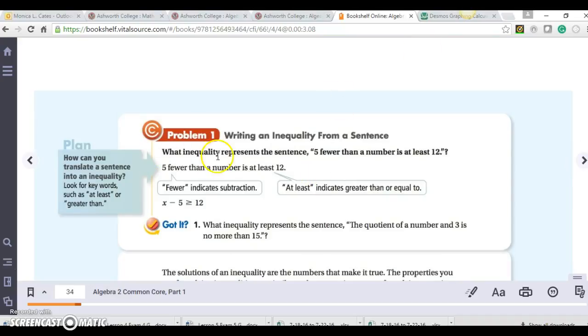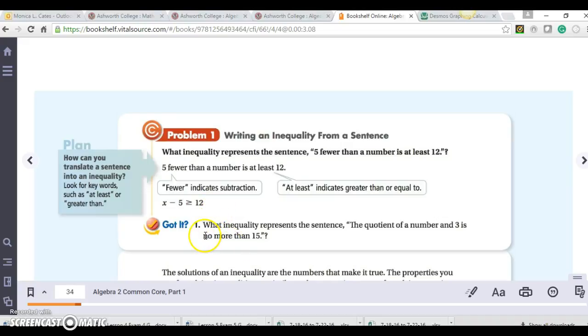Alright, so let's look at problem number 1. It says, what inequality represents the sentence 5 fewer than a number is at least 12? So I have 5 fewer than a number. So that means I'm going to be subtracting. So I have x minus 5. So it's 5 fewer than a number. And then it says at least 12. So that means the least amount that it can be is 12. So it has to be greater than or equal to 12.